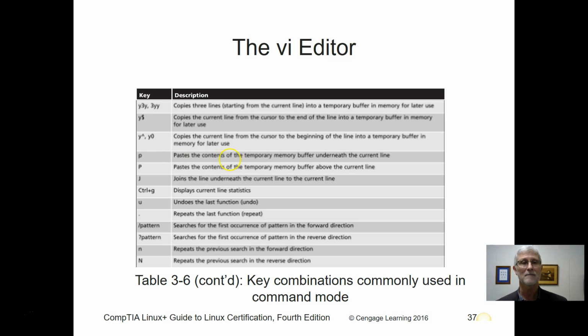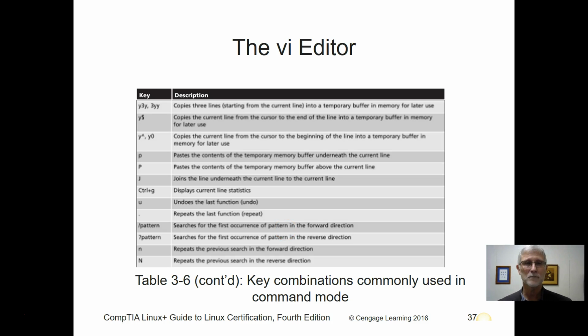But it copies it underneath the current line, capital P above the current line. So different options for this. I can do a slash to search, I can use a $ sign to search, or a question mark to search for the first occurrence.